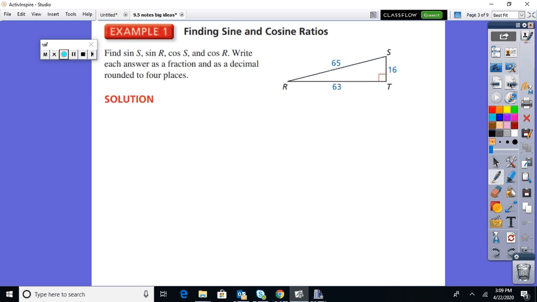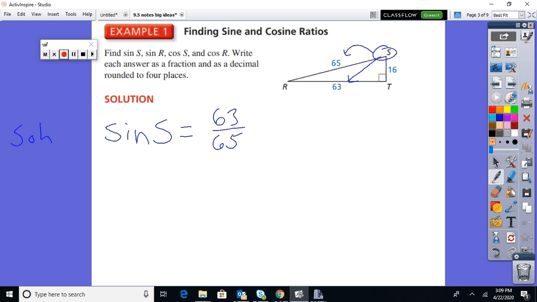All right, so let's see here. Let's practice our SohCahToa-isms. So in this one, example one, we want to find the sine of S, sine of R, then the cosine of each angle. So again, we're going to use the acute angles. So first we're doing sine of S. So the sine of S, opposite. So when I say sine, I think Soh in SohCahToa. So opposite is 63, hypotenuse is 65. All right. So then 63 over 65.